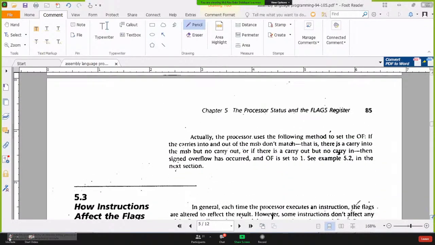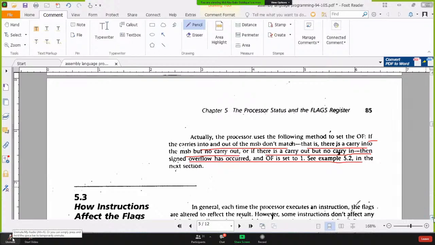Okay, so there is some more of what it said. Actually, the processor uses the following method to set the overflow. If the carries into and out of the MSB don't match, that is, there is a carry into the MSB but not a carry out, or if there is a carry out but no carry in, then sign overflow has occurred, and the overflow flag is set to 1. Okay, I hope you understand.